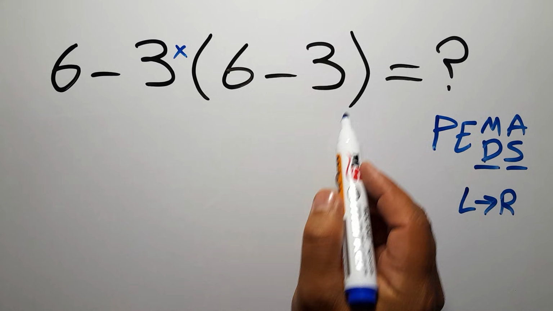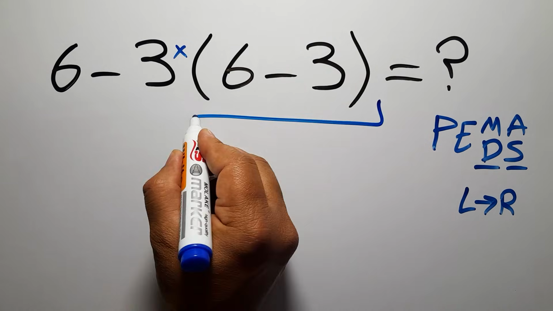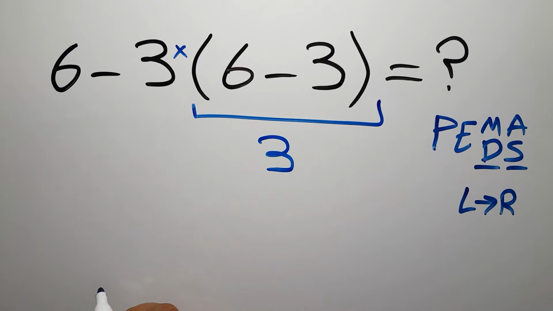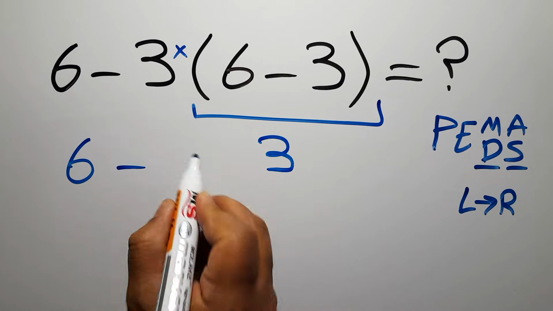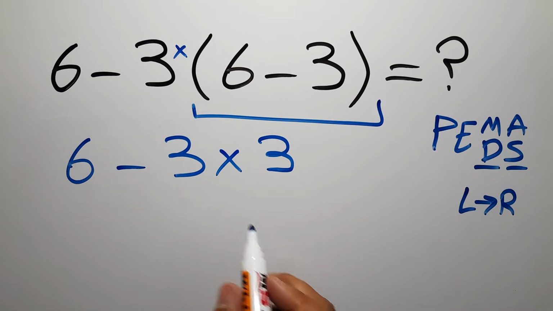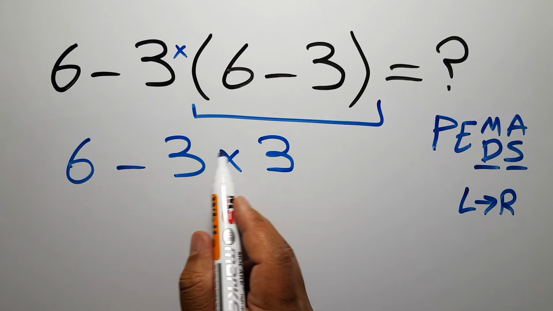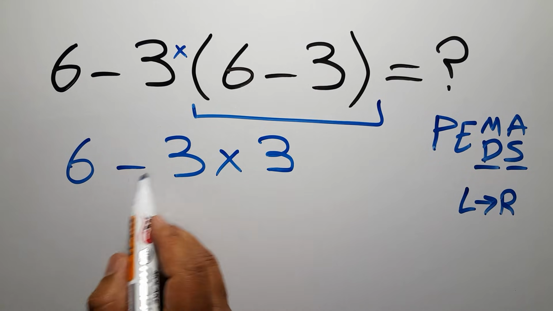Okay, so first this parentheses. Inside this parentheses, we have 6 minus 3, which gives us 3. So 6 minus 3, then times 3. Now we have one multiplication and one subtraction. Multiplication has higher priority than subtraction.